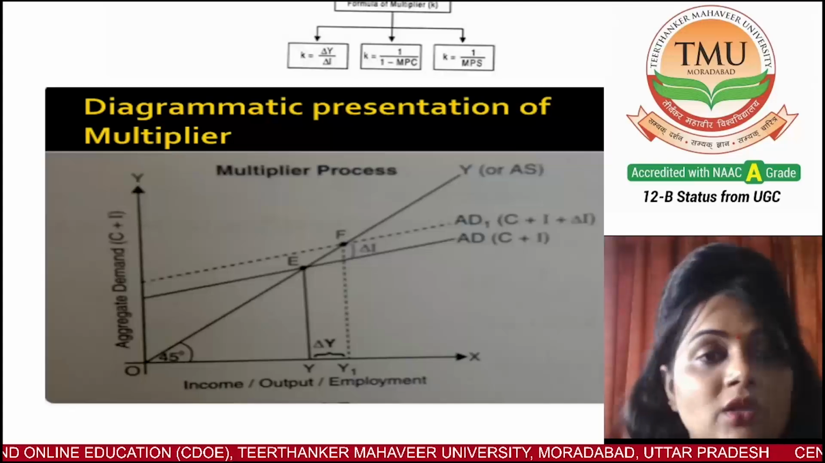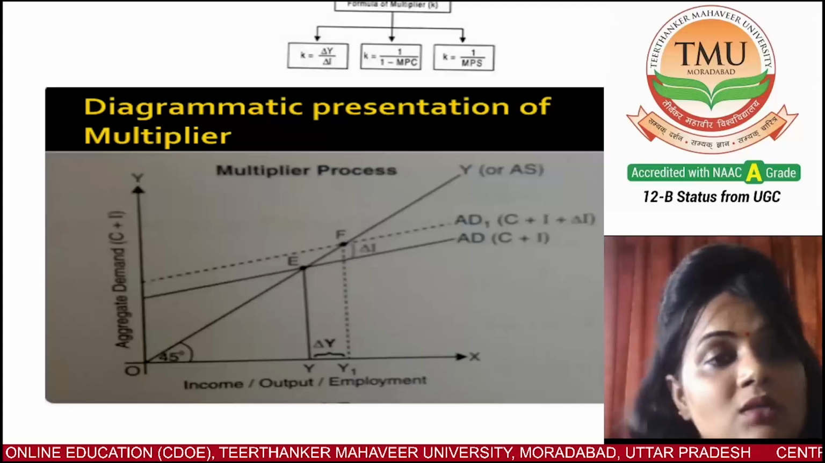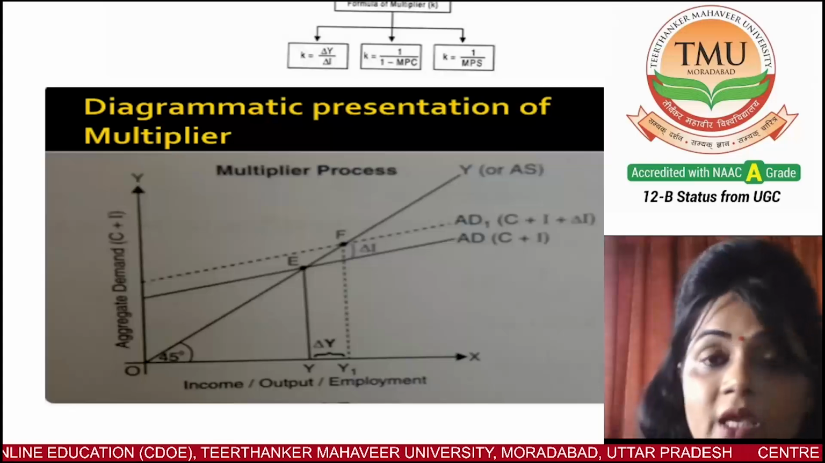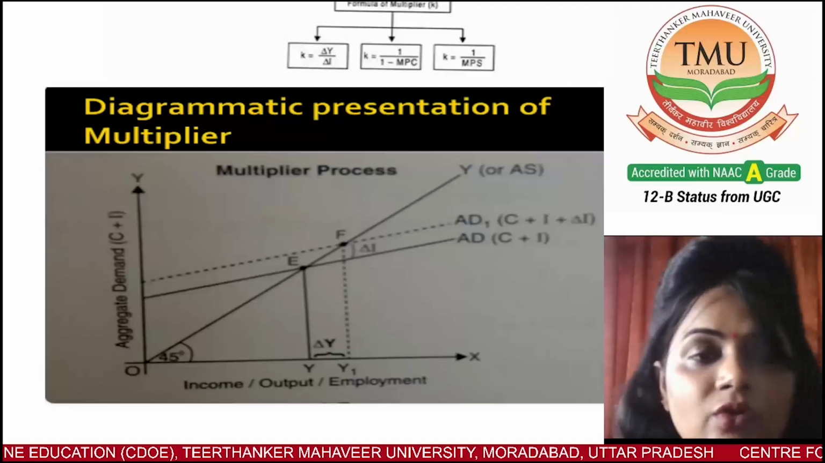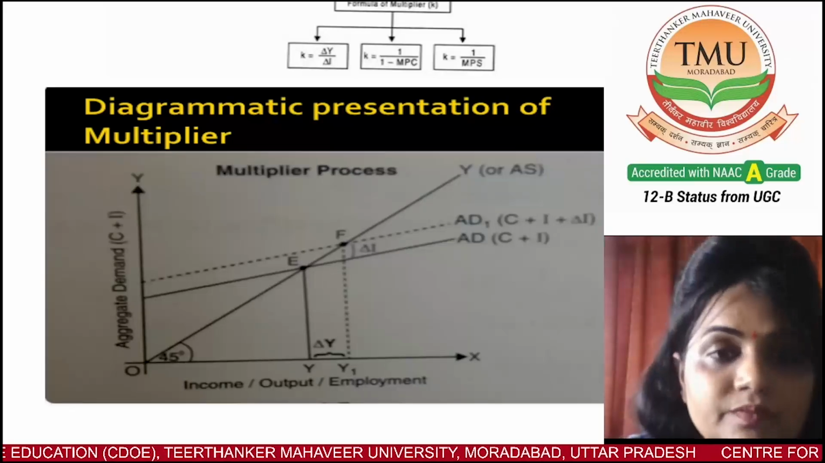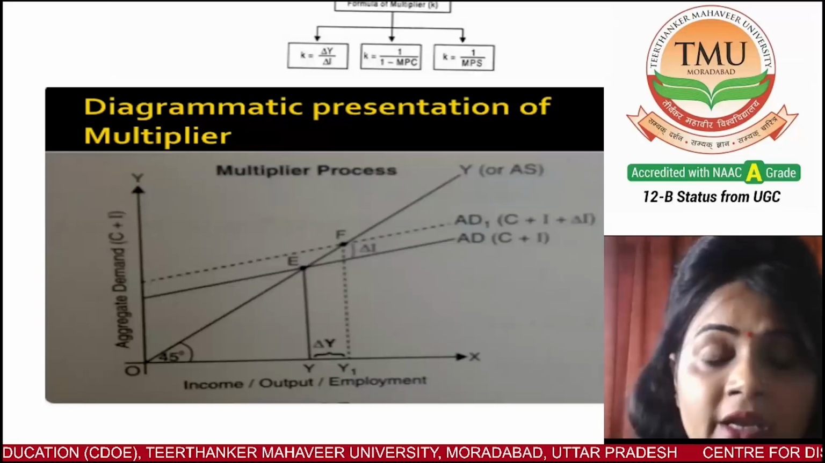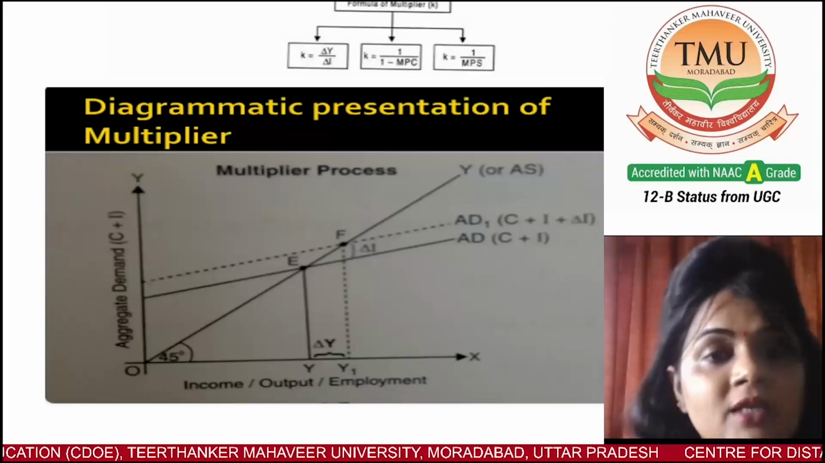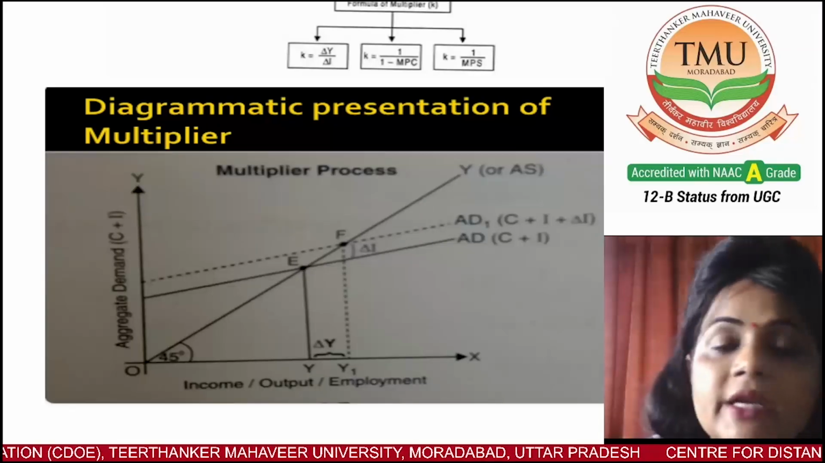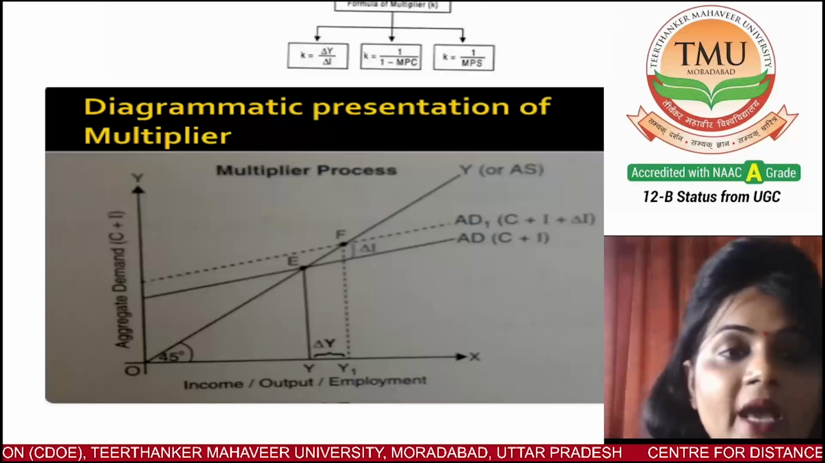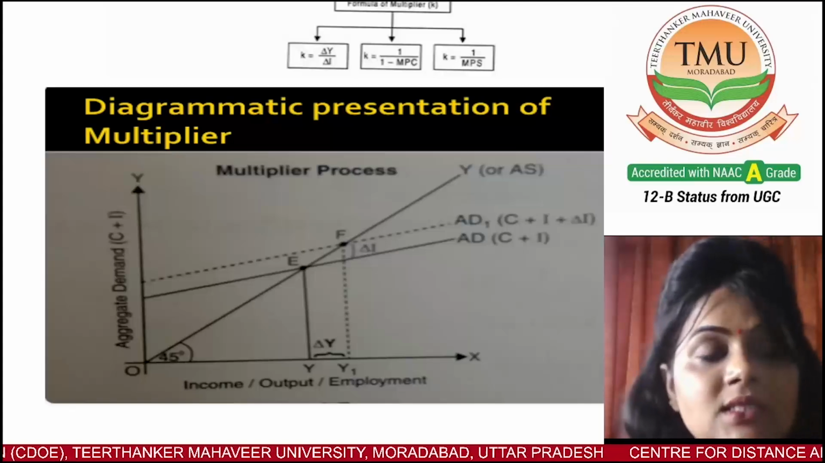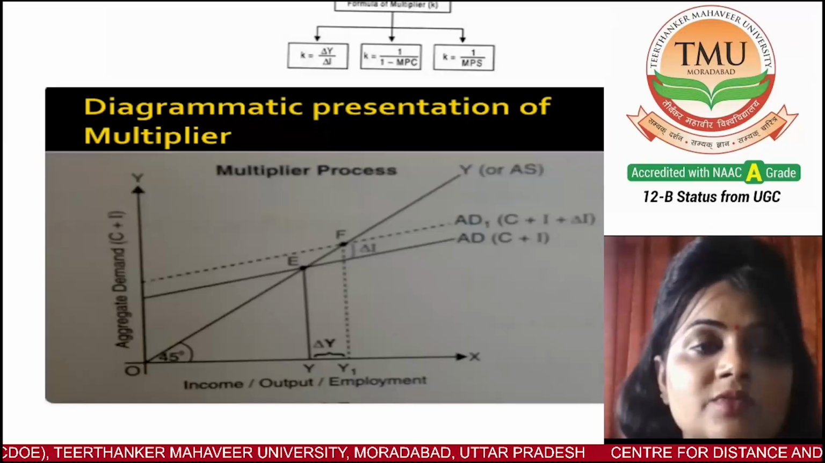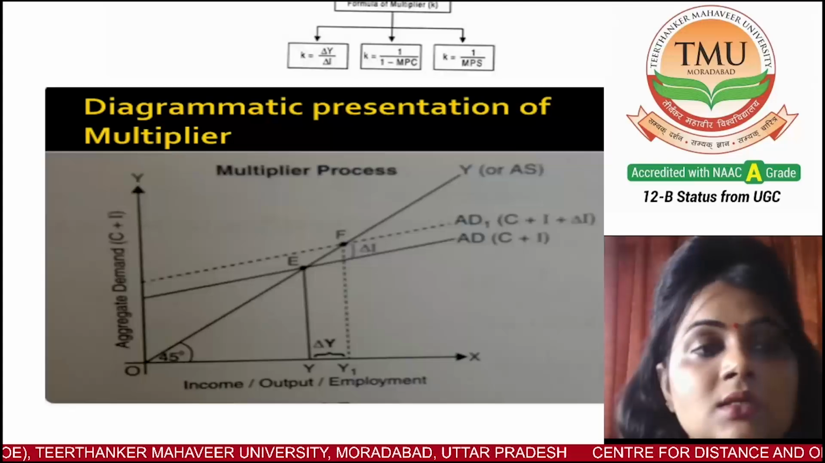Keynes ignored the time lag in the process of income generation, and therefore his multiplier is called the instantaneous multiplier. In recent years, the importance of time lags has been recognized, and the concept of the dynamic multiplier has been developed on that basis.